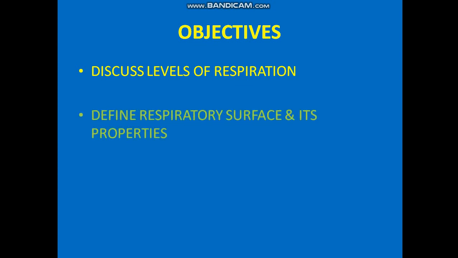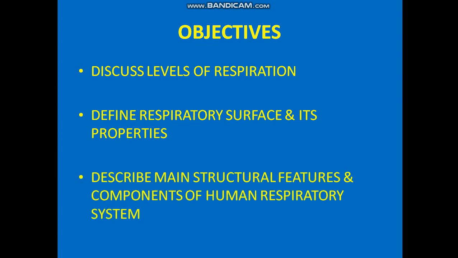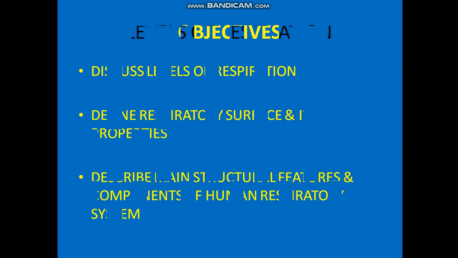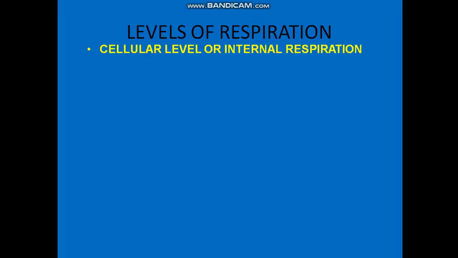Girls, after doing this chapter, you will be able to discuss levels of respiration. You will be able to define respiratory surface and its properties, describe main structural features and components of the human respiratory system. Let's start with levels of respiration. There are two levels of respiration, internal and external level of respiration.